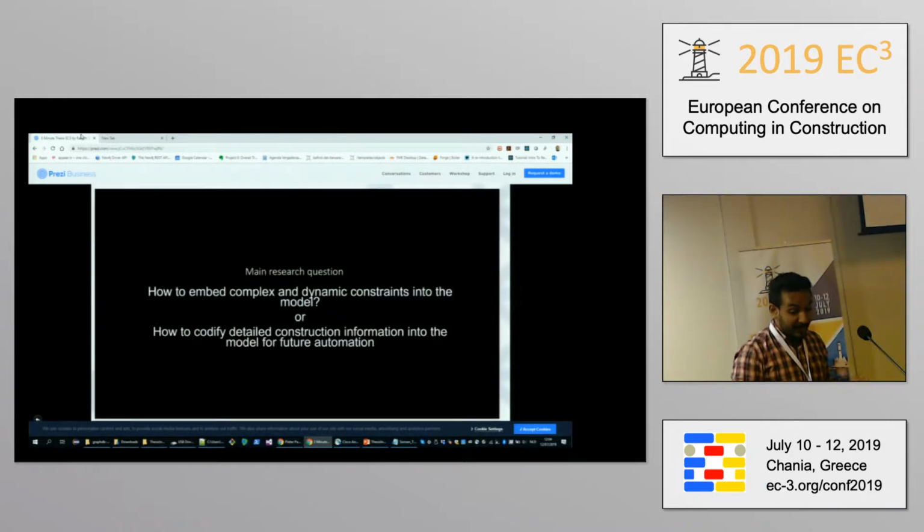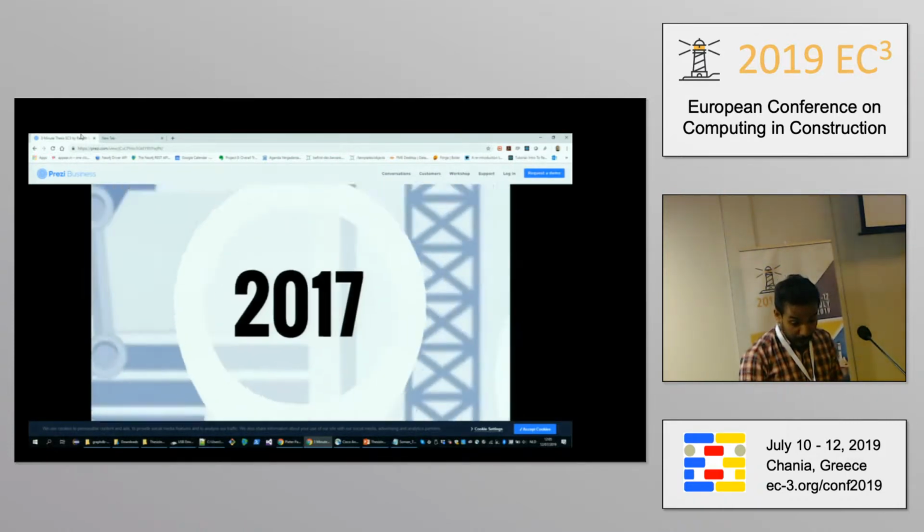So my research question for my PhD was how to embed these complex and dynamic constraints into a building information model, or in other words, how to codify detailed construction information into a model so that we could do future automation and enable agile project management practices.